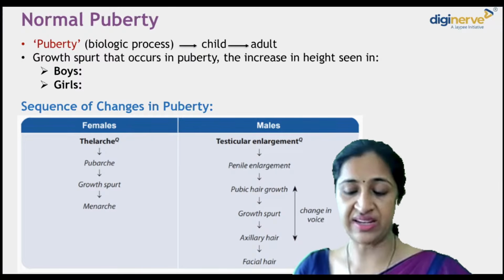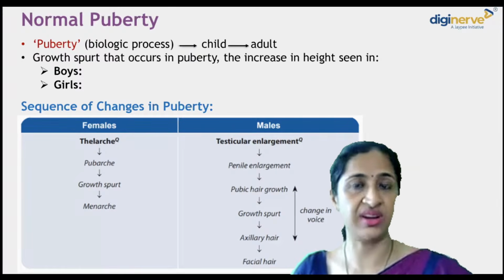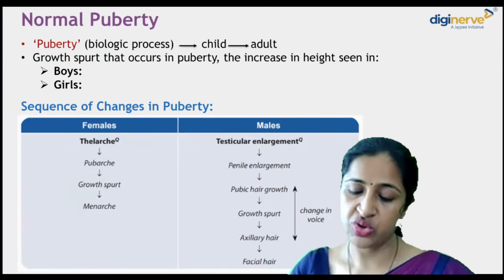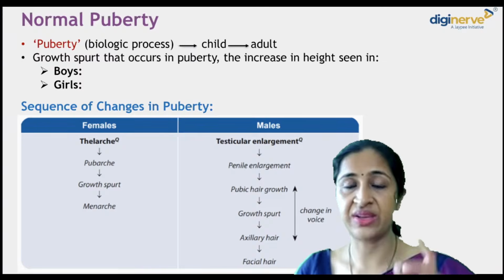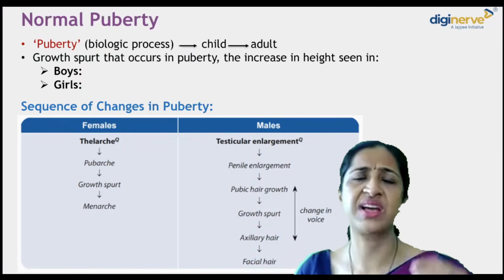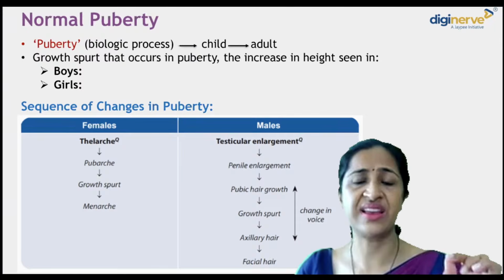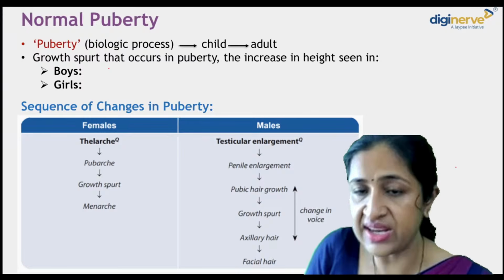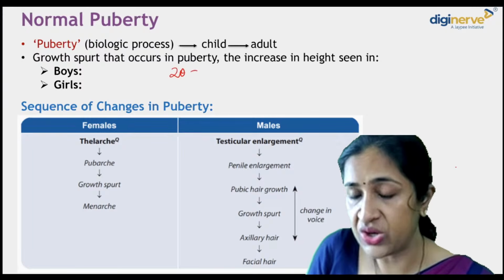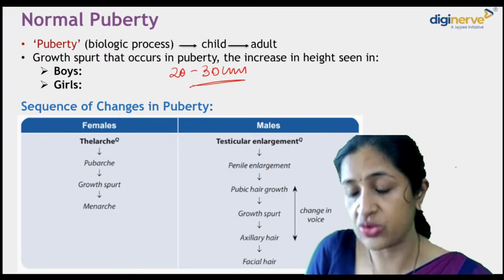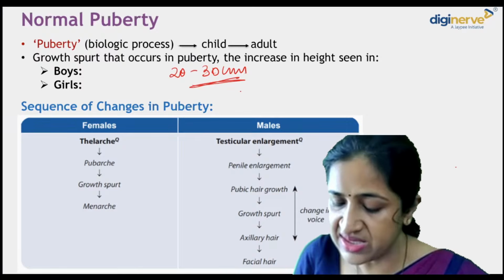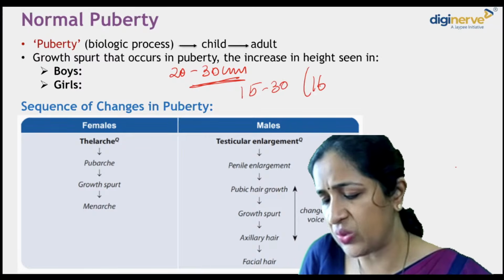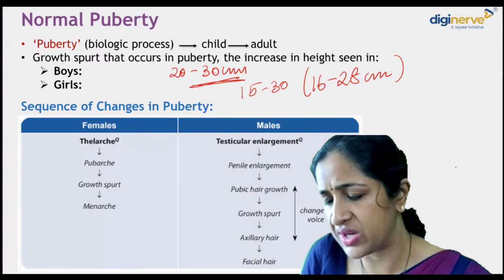Puberty is the attainment of maturity from the child to the adult. Okay. Basically, it translates to genital growth. So the growth spurt that occurs in puberty, there is an increase in height. Very commonly asked, how much is the increase in height? The increase in height is more in boys than in girls. In boys, the increase in height is somewhere around 20 to 30 centimeters throughout puberty. Okay. And in girls, it is somewhere between 15 to 30. In the MCQ, I saw it was between 16 to 28 centimeters throughout puberty.